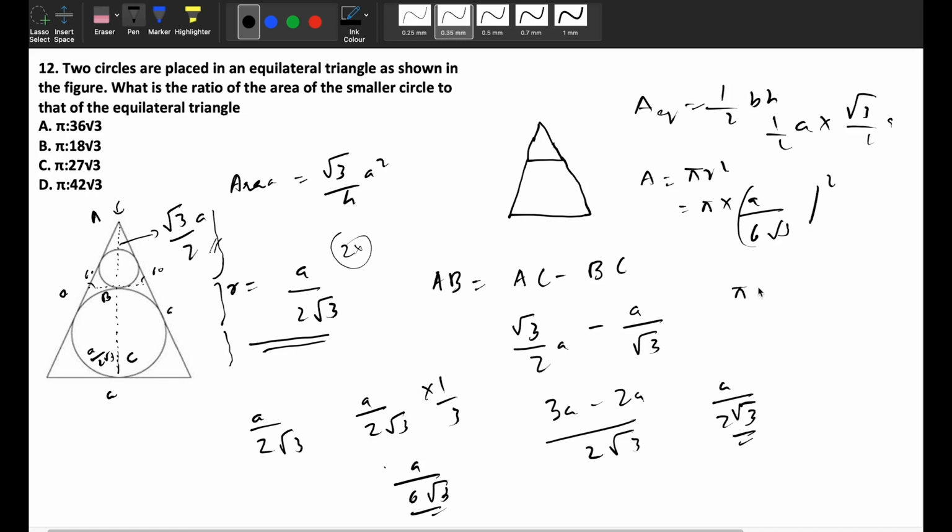You will get pi into A square by 36 into 3 divided by root 3 into A square into 4. So A square gets cancelled. 4, 9. So it will become pi by 27 root 3. Pi is to 27 root 3 is the ratio. Option C is the answer.